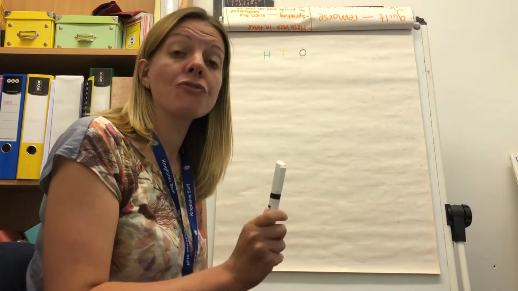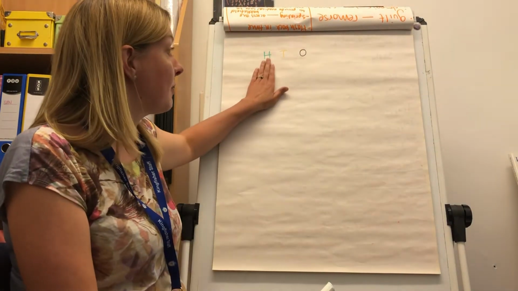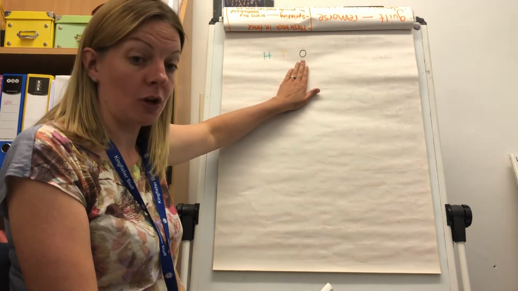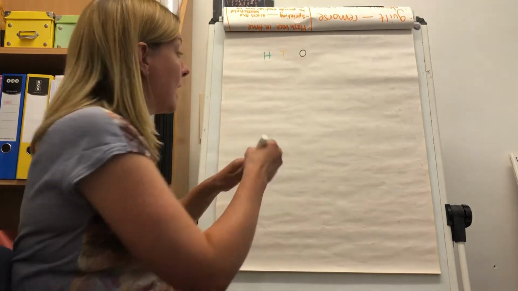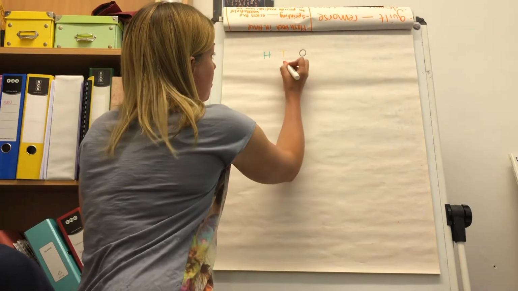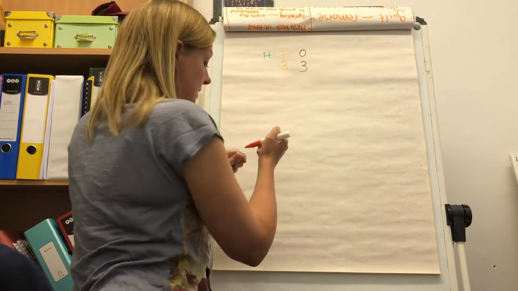Okay? So I'm going to roll my dice. The first number I get is 3. Now when I'm adding 3-digit numbers, I need to have my hundreds, my tens and my ones column. So I'm going to put 3 in my ones column. I'm going to throw the dice again. Oh, got 3 again. So I'm going to put 3 in my tens column.